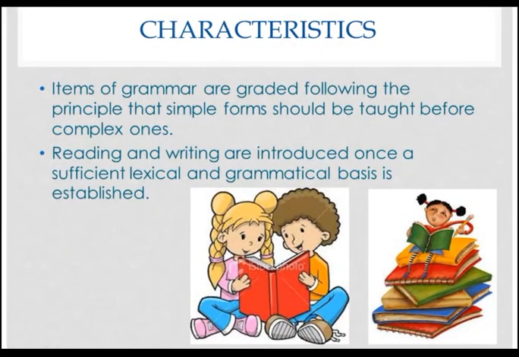Next, items of grammar are graded following the principle that simple forms should be taught before complex ones. Like direct method. See, grammar is to be graded. Grammar must be graded, meaning easy and suitable for learning. For a child studying in first class, grammar portions appropriate to that level. That is to be graded following the principle that simple forms should be taught before complex ones. Students should be introduced to simple forms of grammar, then only should he be introduced to complex grammar.